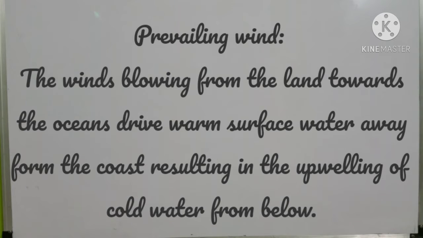The next factor is the prevailing winds. How do they affect it? The winds which blow from the land towards the ocean drive surface water away from the coast, resulting in upwelling of cold bottom water from below. If you have seen the Brownian movement in the process of boiling water, the same process is also going on with the prevailing winds.